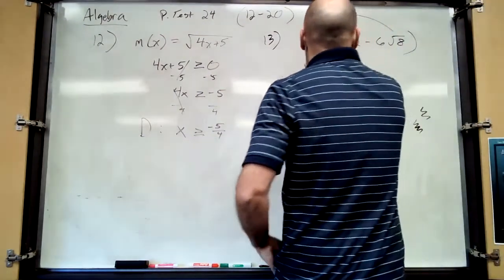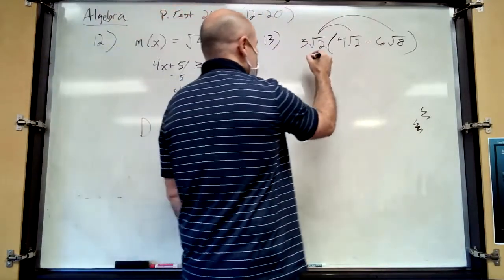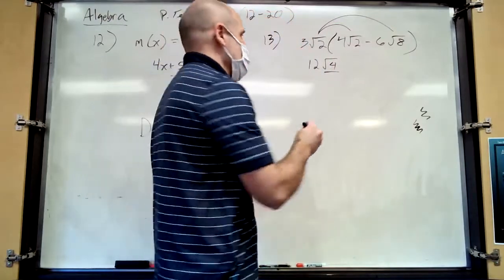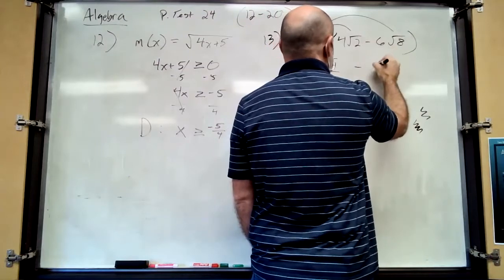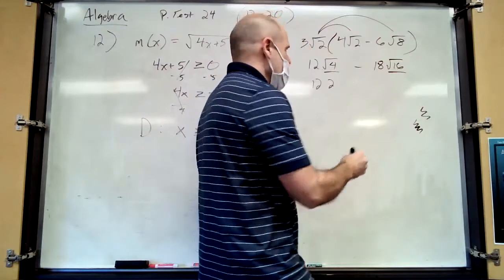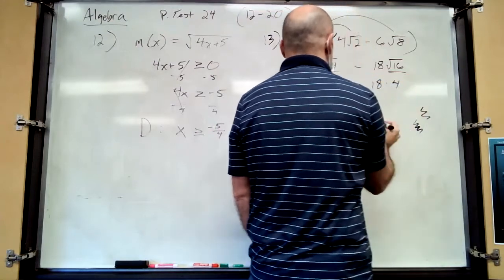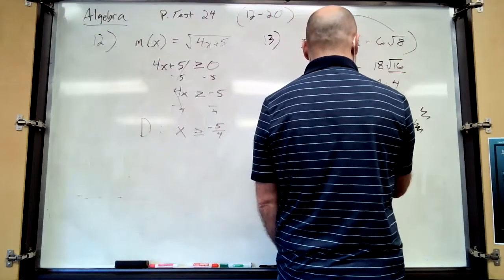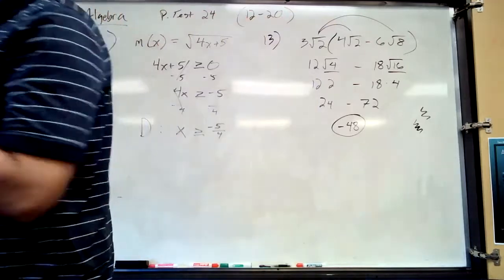So what's 3 radical 2 times 4 radical 2? So 12 radical 4, well, radical 4 is what? Just 2. Not radical 2, 2. Okay? And then what is this? 18 radical 16. Well, what's radical 16? 4. Oh, it's just times 4, right? Yep. So now we got 24 minus 72, which is negative 48. Okay? That worked out pretty well.